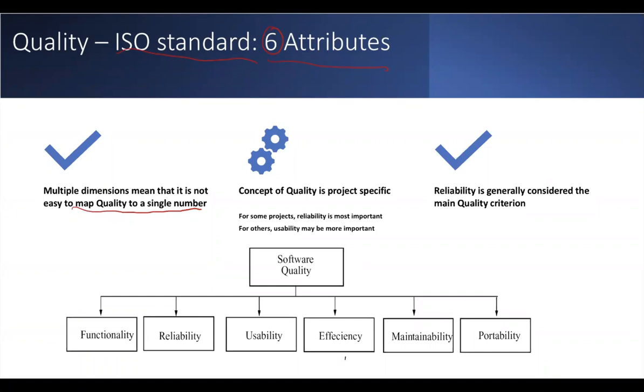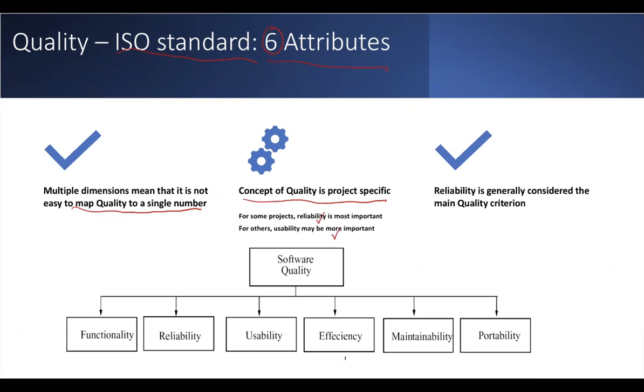It's mainly based on each project. So the concept of quality is project specific. For some projects, maybe reliability is the most important attribute to describe the quality of the software. On other projects, the usability might be even more important. In some applications, we might even combine all of them.